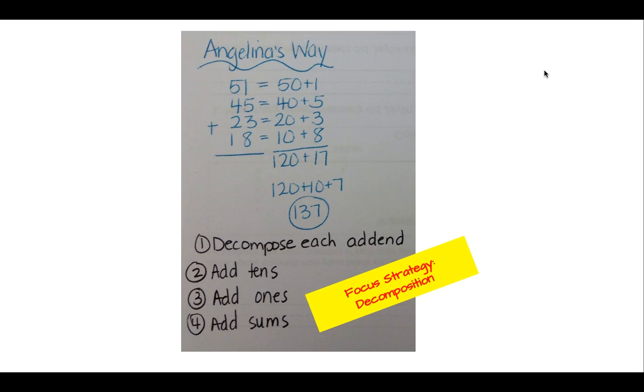Next, she added the 10s, so she added 50 plus 40, which equals 90. She then added the 10 to 100, and the 20 bringing her to 120, and she recorded that. Next, she added the digits in the ones column, 1, 5, 3, and 8, arriving at 17, and she recorded that 17. Down below, she decomposed 17 further into 10 plus 7. When she added it to the 120, she came up with the same answer, 137.